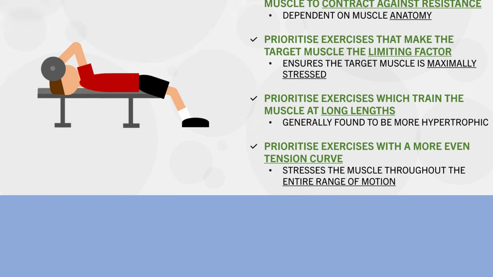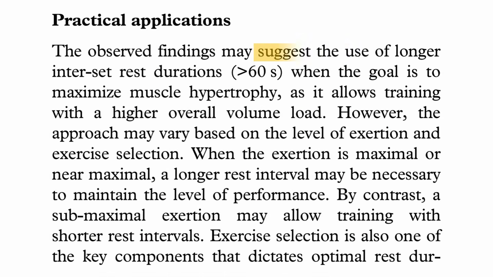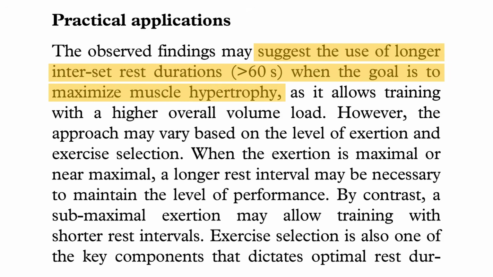And the last variable we will discuss in this video is rest periods, or interset rest. This refers to the time taken between each set of an exercise. It is generally found that muscle growth can be achieved with both longer and shorter rest periods. However, we usually find that longer interset rest is slightly superior in most cases. This was established in this systematic review, which analysed the evidence on rest periods for muscle growth. It was concluded that significant muscle growth can be achieved with both short and long rest periods, but longer rest periods are generally a little bit more effective.